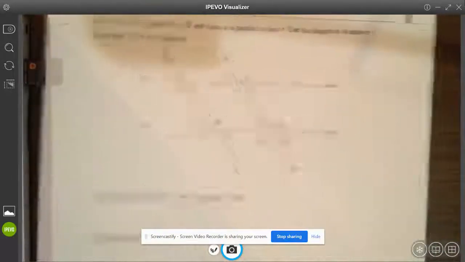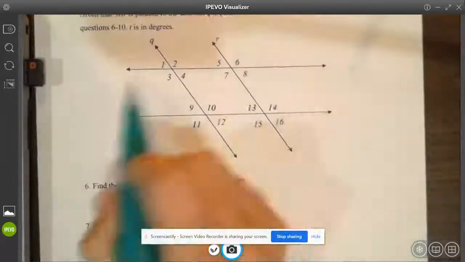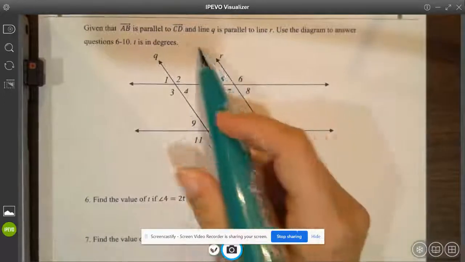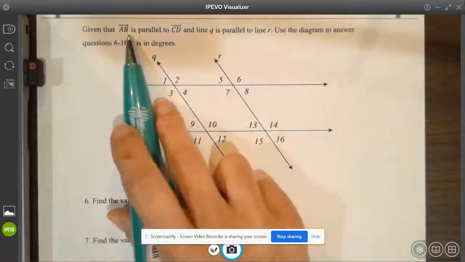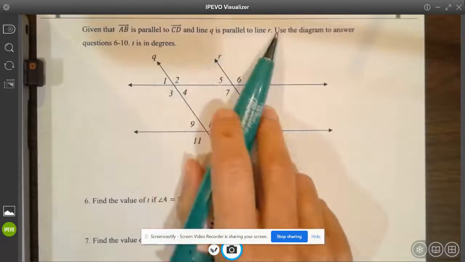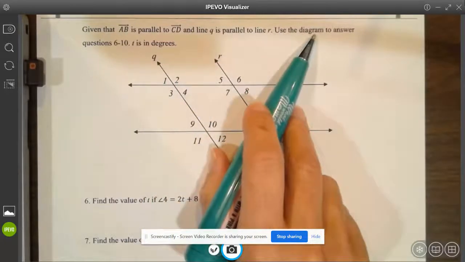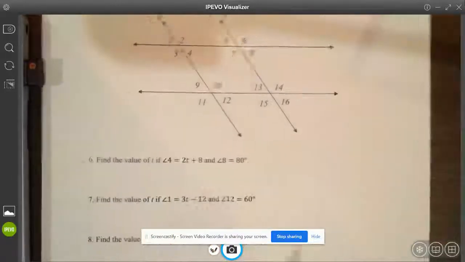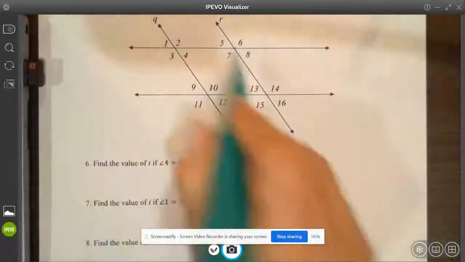So what about something like this? So these two are parallel and these two are parallel. So it says, given that line AB is parallel to line CD and line Q is parallel to line R, use the diagram to answer questions. Okay, let's do that. So we know that these two lines are parallel, these two lines are parallel.